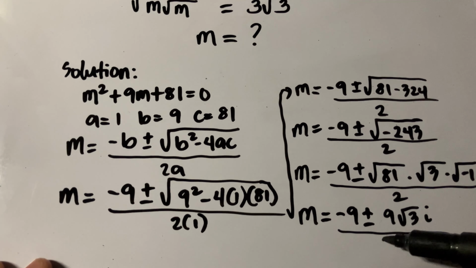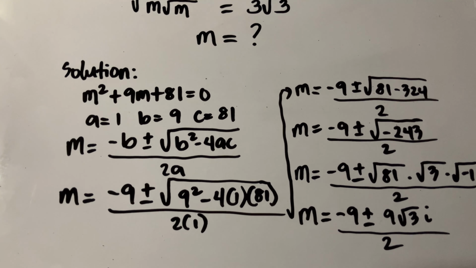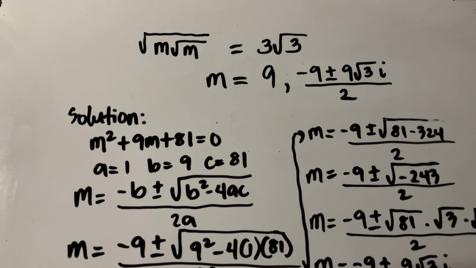all over 2. So overall, a total of 3 values of m. Earlier we had the value of m, and that is 9, and now these 2 values of m. Therefore, square root of m times square root of m equals 3 square root of 3. The values of m are 9 and negative 9, plus or minus 9 square root of 3i all over 2.